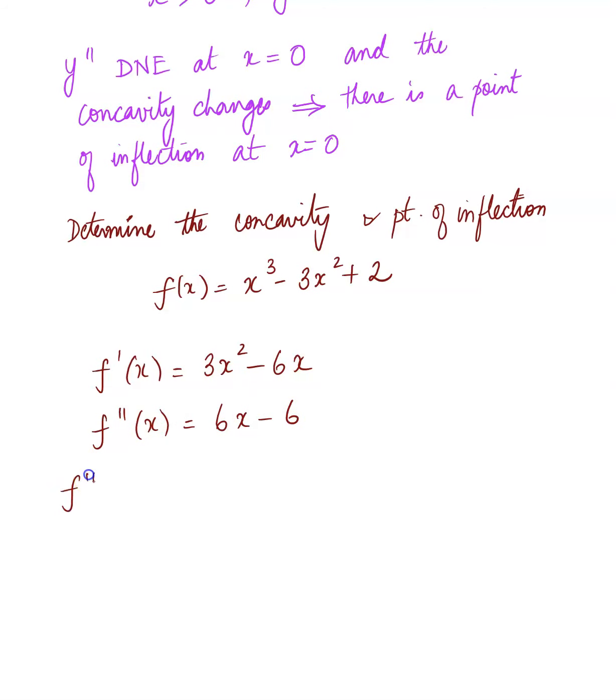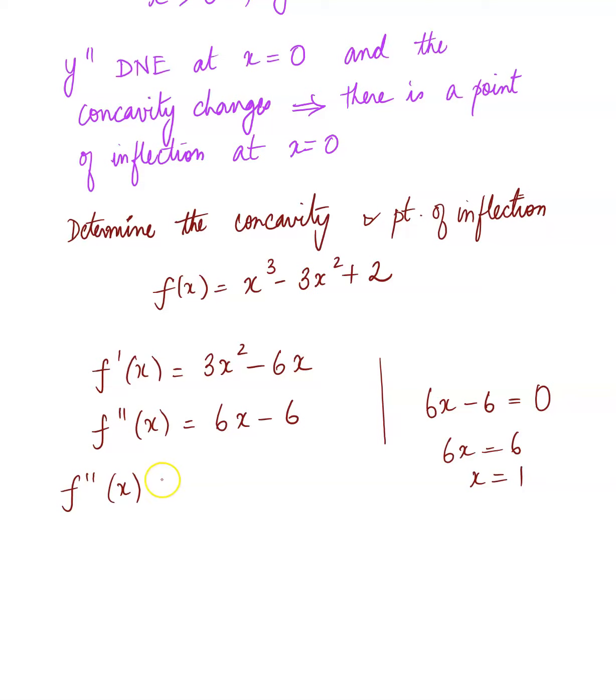So for f double prime of x, again, plug in values for x to see what will happen. If you want the sign to be negative, you want this 6x to be smaller than 6. If you want the sign to be positive, you want the 6x to be greater than 6. So keeping that in mind, by the side here, I'd like to set this second derivative to 0. So you get 6x equals 6, x equals 1. So 1 is the point where something changes, right?